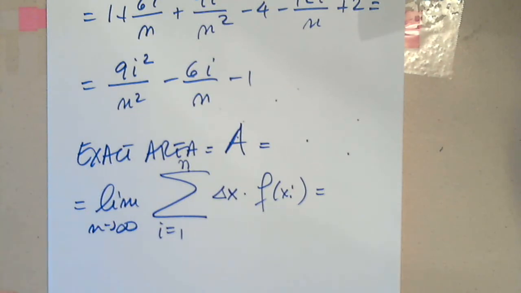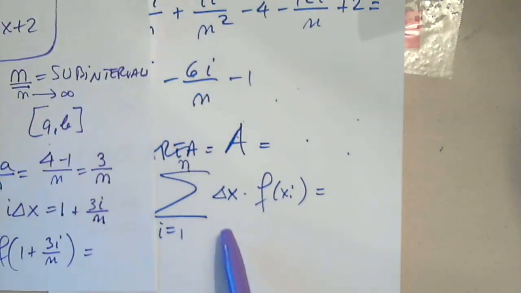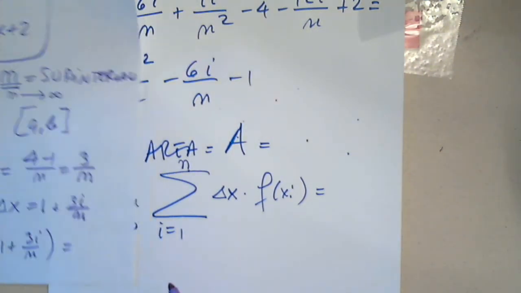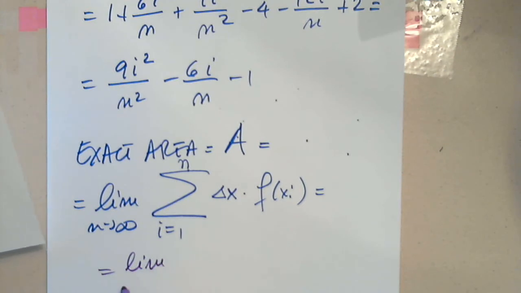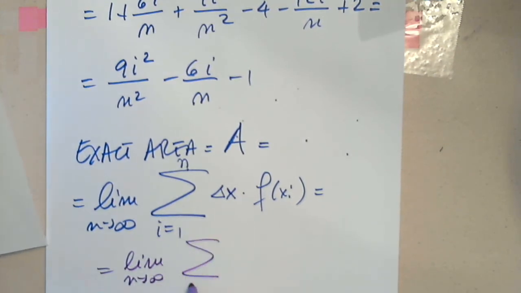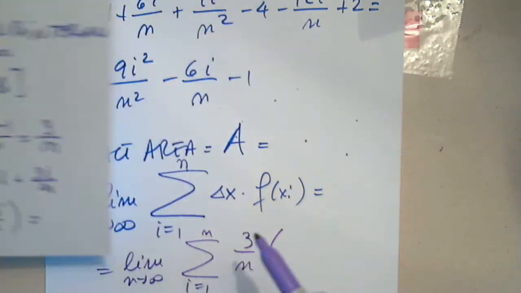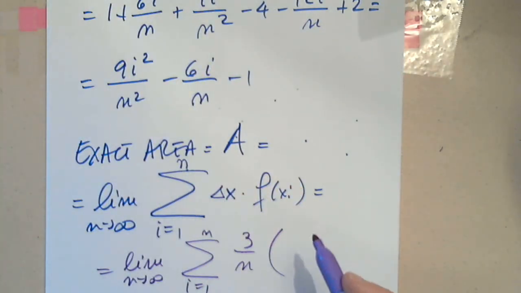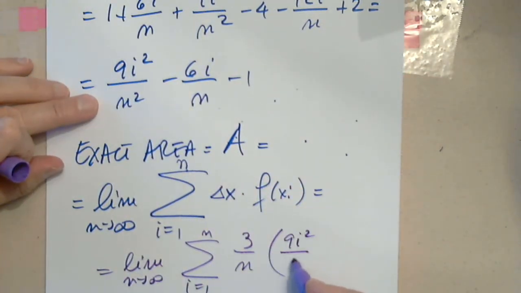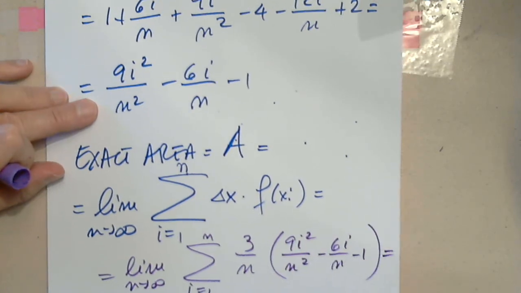Okay, so I will plug in. I just put my pages aside. So I have delta x, which is 3 over n. This will be 3 over n. I have f of xi, which is right here: 9i squared over n squared minus 6i over n minus 1.